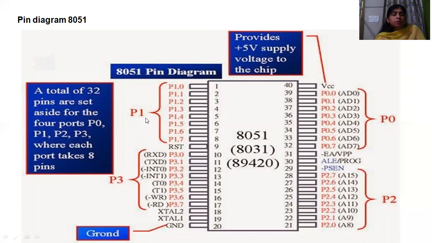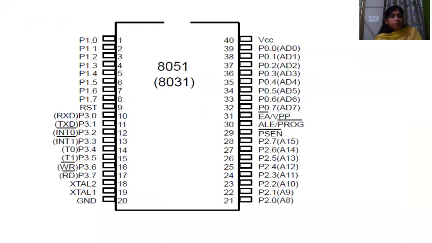Port 1 is exclusively for input output purposes, but ports 3, 2 and 0 are for other functions also. And here the bar indicates, for example, INT0, INT1, read, write, these are active low pins. Here ALE address latch enable and this VPP supply are also marked.